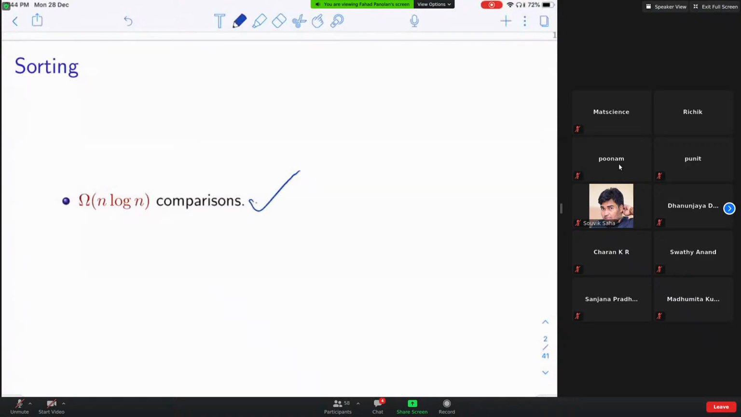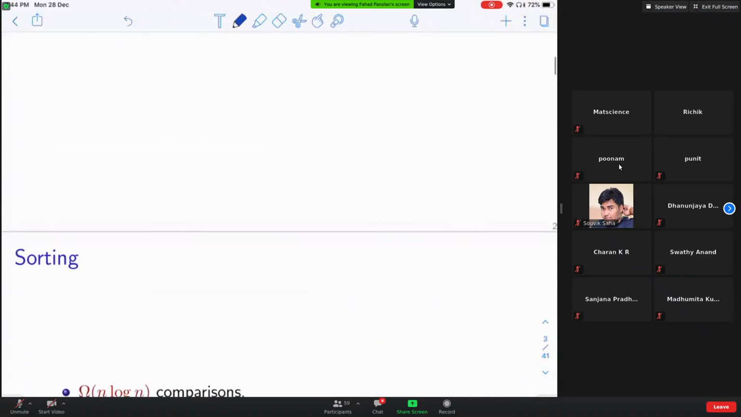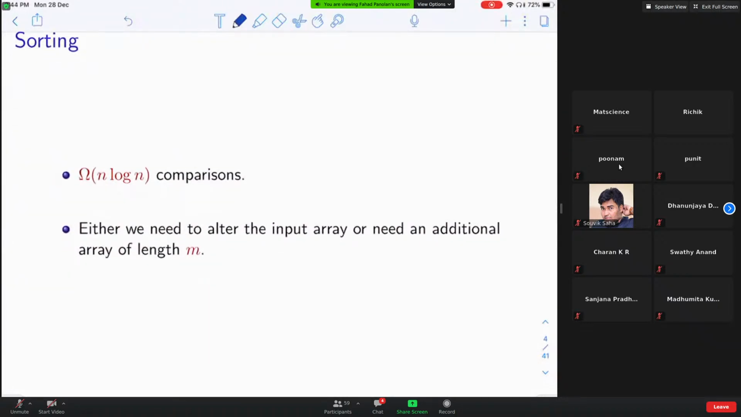So if we use sorting, it will take n log n comparisons. Then one natural question we could ask is, can we reduce the running time? Running time is related to the number of comparisons if I use a comparison-based algorithm, so can we reduce the number of comparisons? And the second disadvantage of sorting is that I need to alter the input array, because I need to store these sorted elements. So either I use an additional array where I store all these sorted elements, or I change the input array itself and make it sorted. Okay, so I need to do one of those, right?